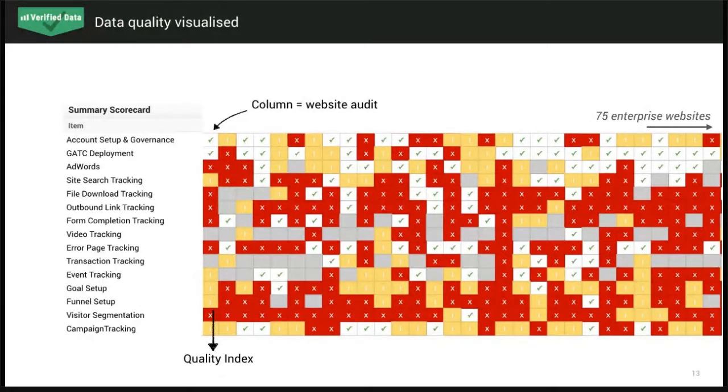The gray, by the way, is just that the feature wasn't available on the website. So, for example, not every website has video tracking. Not every website also had e-commerce. So that's the gray areas. But basically, even just visualizing this without doing any further analysis, you can see there's a problem here, and a big problem.